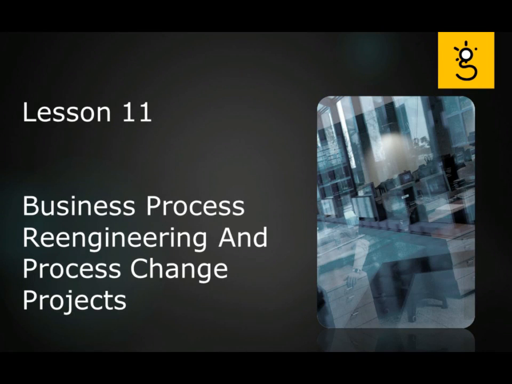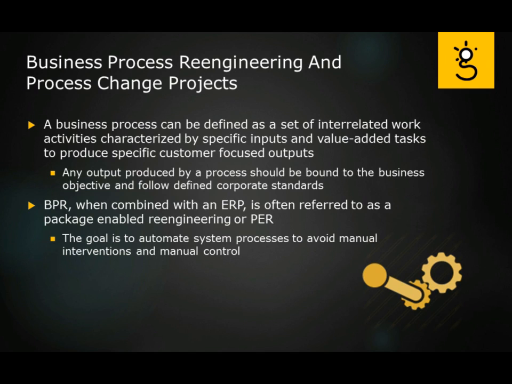In this lesson, we're going to look at business process reengineering and process change projects, and that's a mouthful. Now, a business process is something you can define as a set of interrelated work activities characterized by specific inputs and value-added tasks that are going to produce specific customer-focused outputs. Any output produced by a process should be bound to your business objectives and follow your defined corporate standards. We call this business process reengineering, BPR.